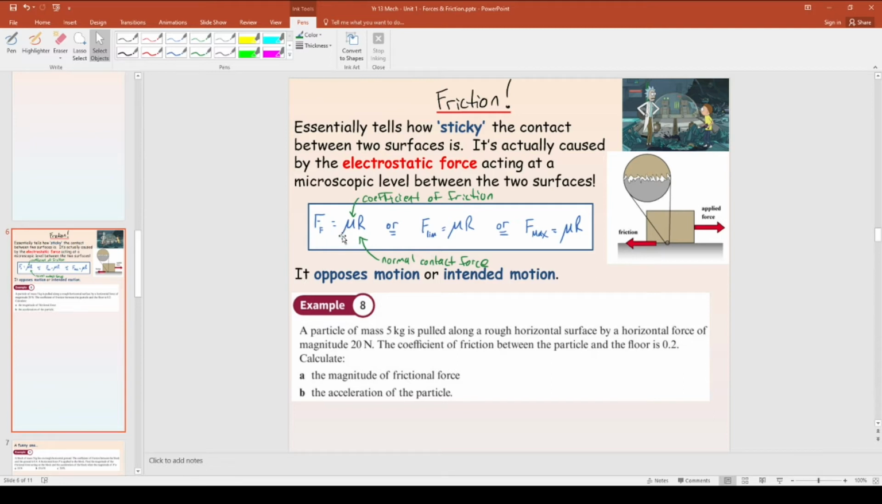If mu was, say, anywhere in between 0 and 1, that's kind of what you normally get. So more sticky is toward 1 and less sticky is toward 0. If mu equaled 1, it would mean that the force that you'd have to push on an object with to make it move would be the same force that you'd have to lift it up with. So if ever you had a mu bigger than 1, you'd be better off just lifting the thing up.